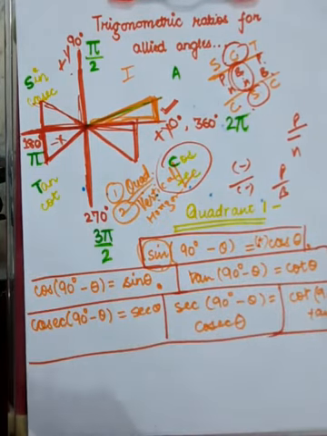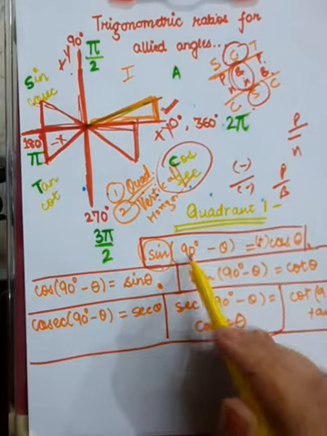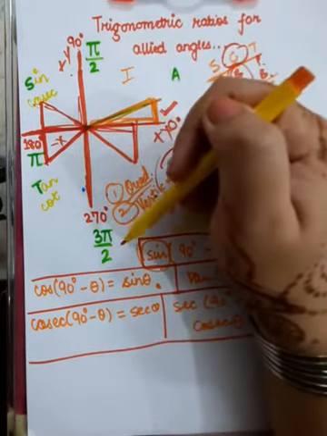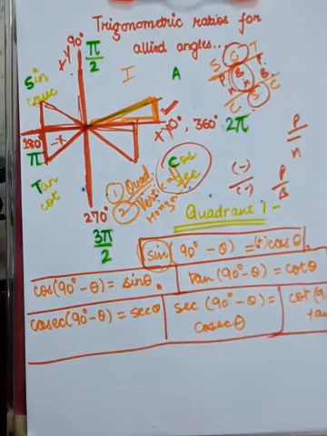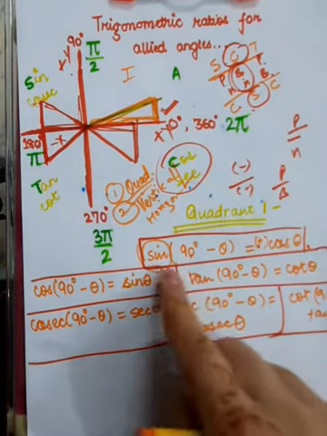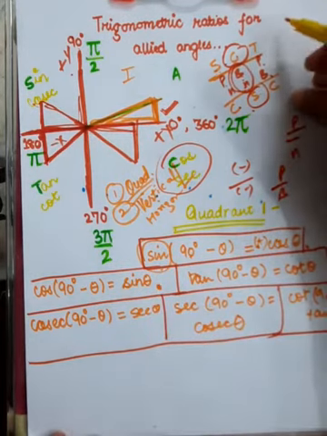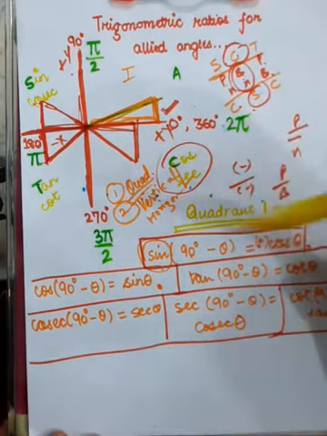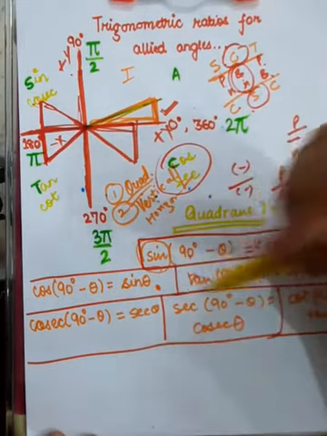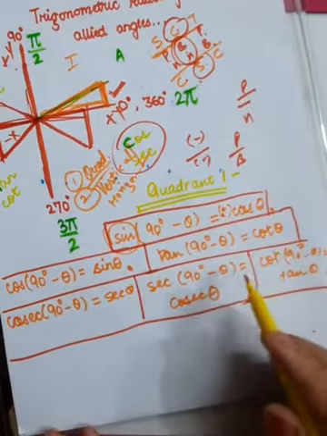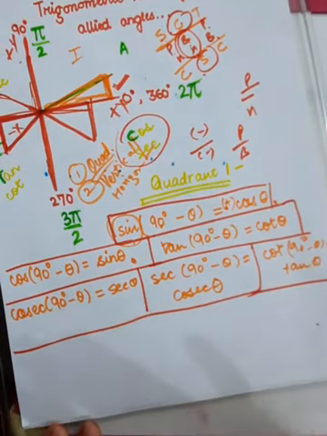And are you dealing with vertical line or horizontal line? Say you are dealing with 90 degree. 90 degree comes under vertical line. So if it comes under vertical line, sine will be changed to cos. Remember, vertical line changes the T ratio. Horizontal line does not change the T ratio. So sine becomes cos. So vertical line changes sine to cos, cos to sine, tan to cot, cosecant to secant, secant to cosecant, and cot to tan. You got my point?